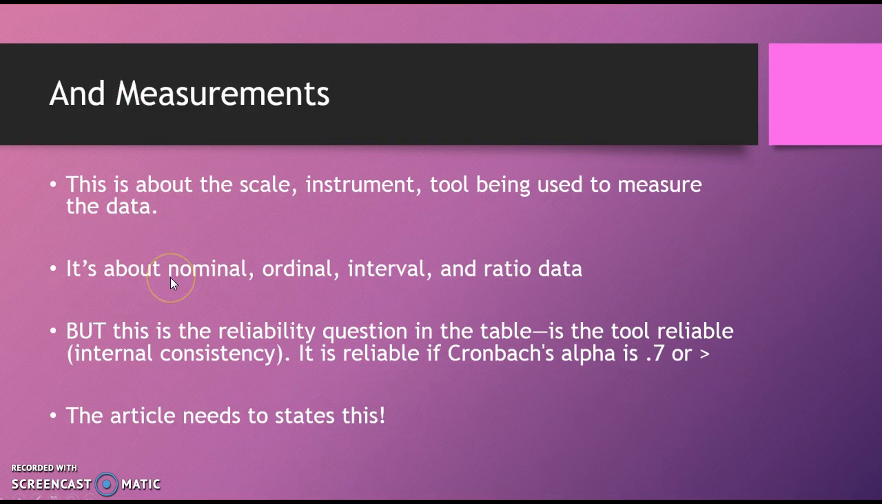So measurements, I want you to think about this as another piece of the evaluation table. The measurement is the scale, the instrument, the tool that is being used to measure the data. And really here we're talking about quantitative studies. So we're looking at the level of data: nominal, ordinal, interval, and ratio data. And that link I already showed you discusses that, but so does your book.